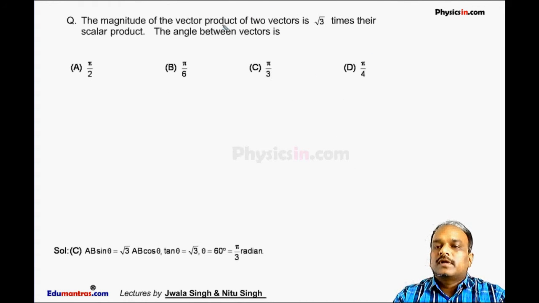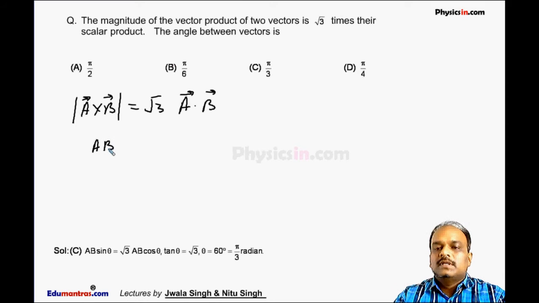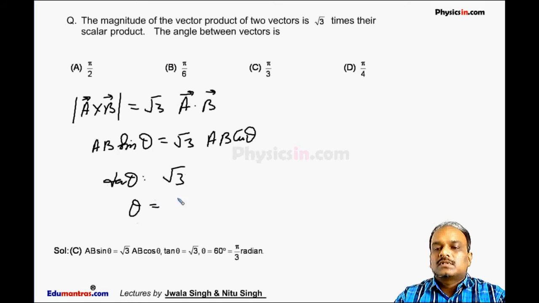The question is, the magnitude of vector product of two vectors is root 3 times their scalar product. So mod of A cross B is equal to root 3 times A dot B. It means A B sin theta is equal to root 3 times A B cos theta. So from here we get tan theta equal to root 3, or theta is equal to 60 degree, which is also pi by 3. So C is the right answer.